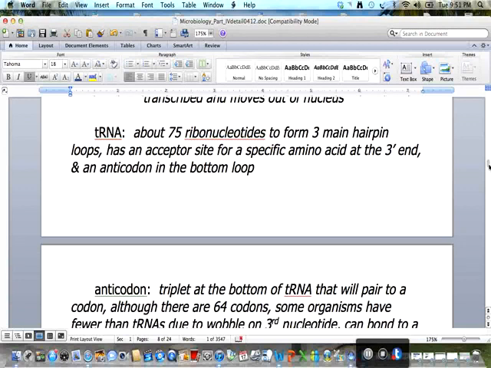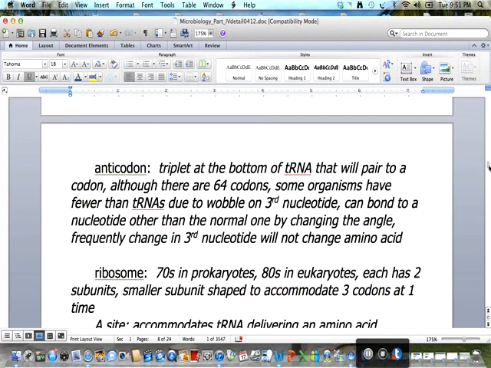The tRNA is made from about 75 ribonucleotides and forms three main hairpin loops. It has an acceptor site for a specific amino acid at the 3' end and an anticodon in the bottom loop. The anticodon is the triplet at the bottom of the tRNA that will pair to a codon.